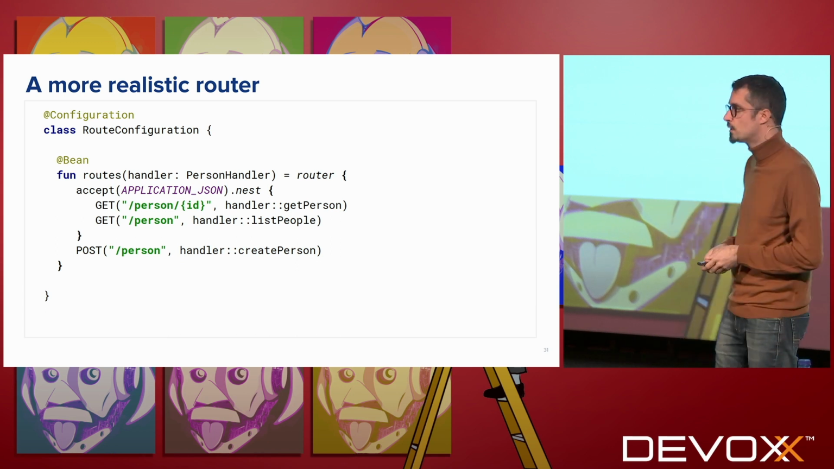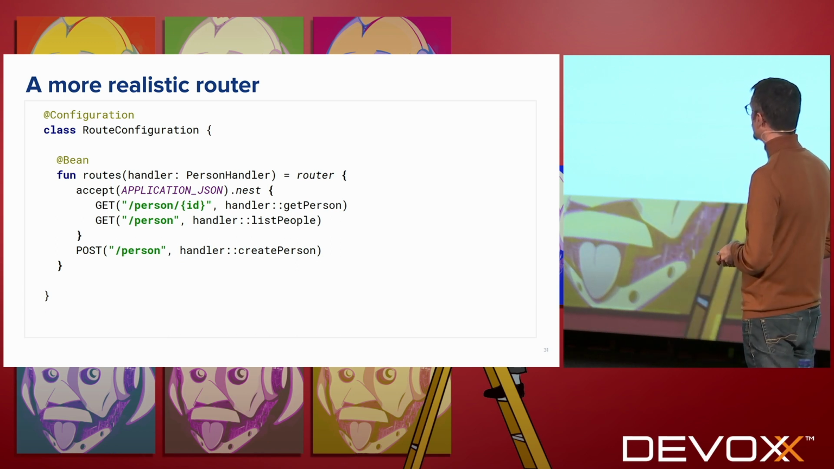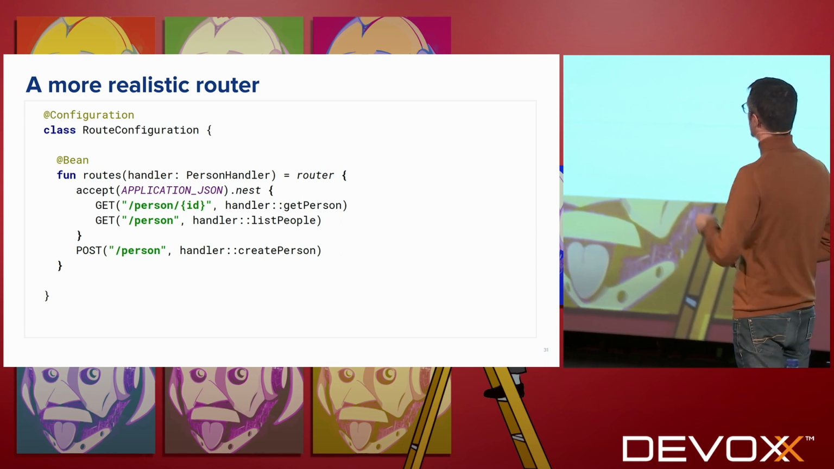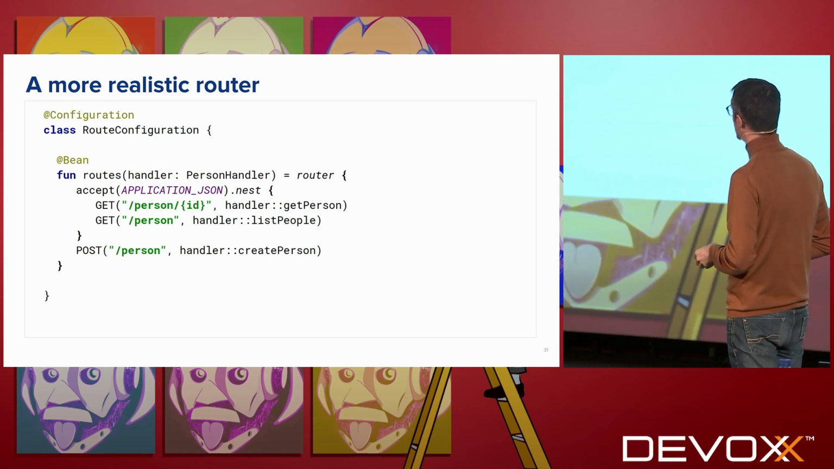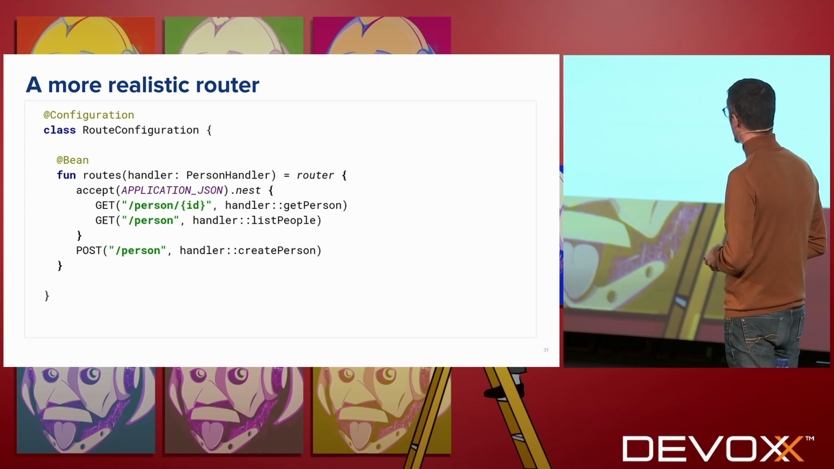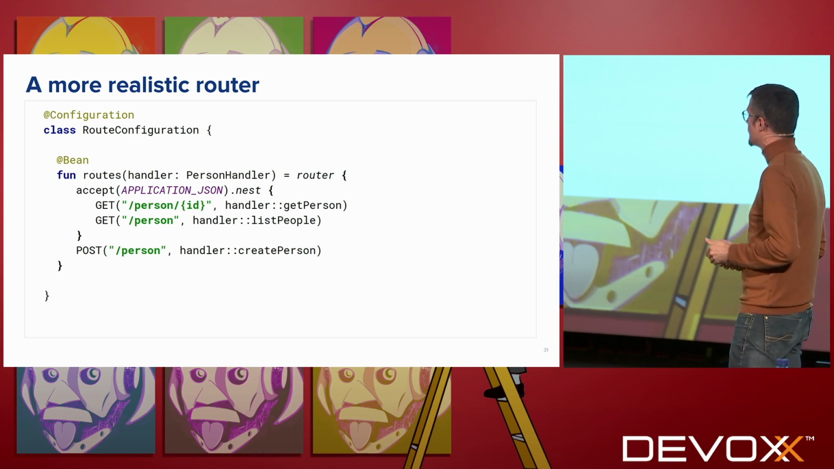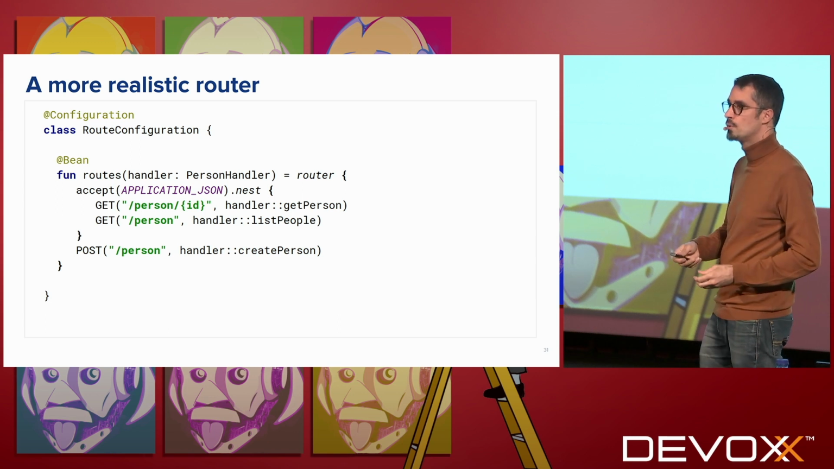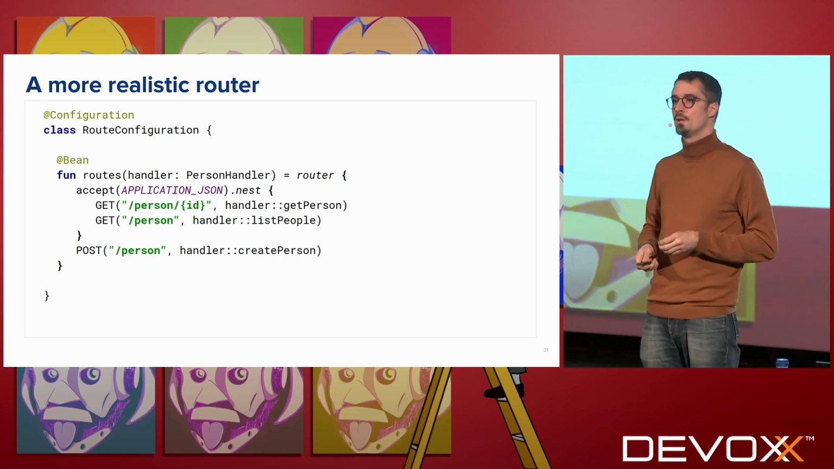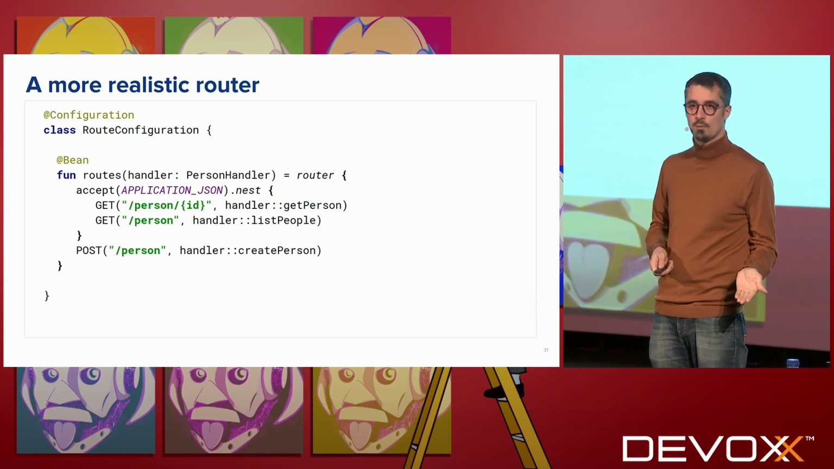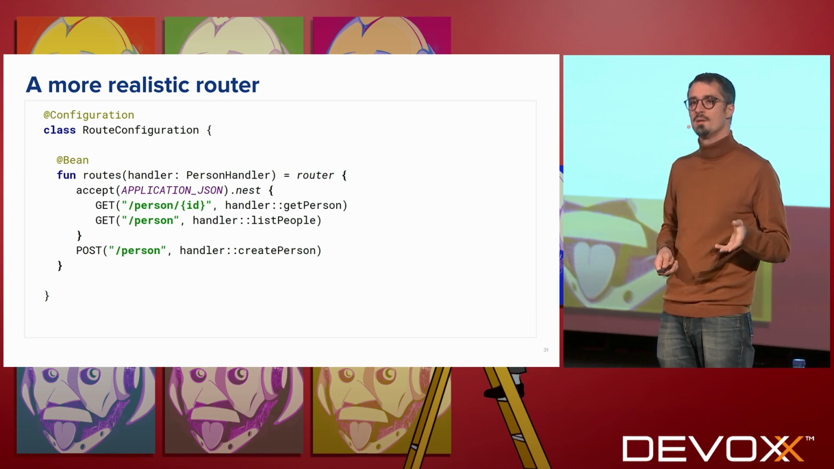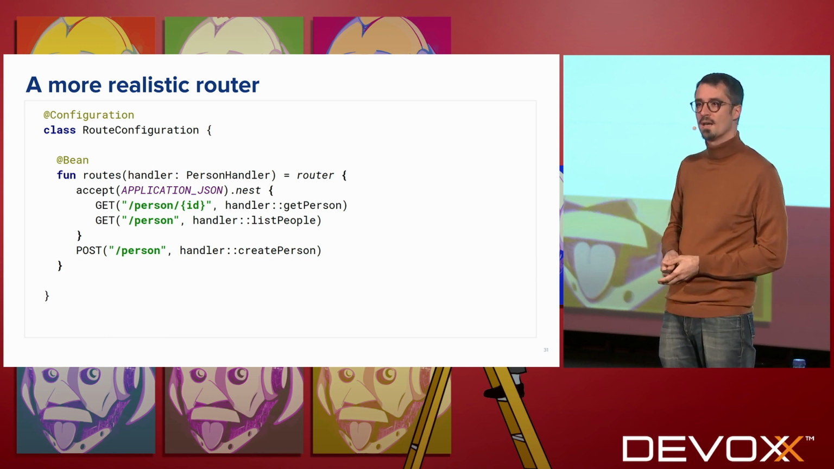If we are having a look at a more realistic router, you can see that here I'm specifying that for every JSON media type, /person, /id, and /person will be forwarded to the related routers. You can write any kind of request predicates. You can combine them. You can nest them. You can specify conditions on headers, and you can even write your own request predicates. So it's much more flexible than the annotation programming model, and you can write your tree of routes like that.